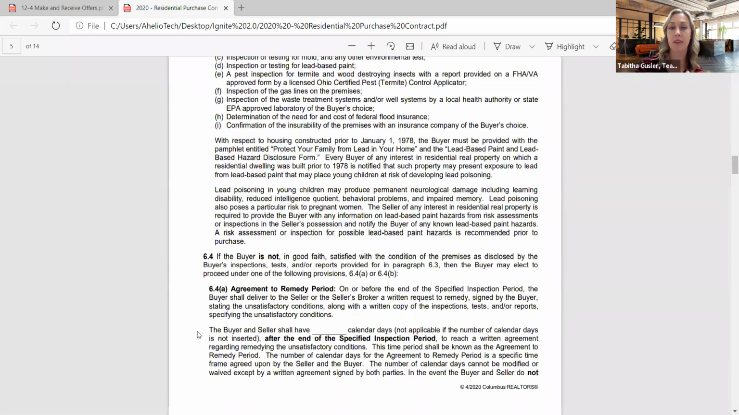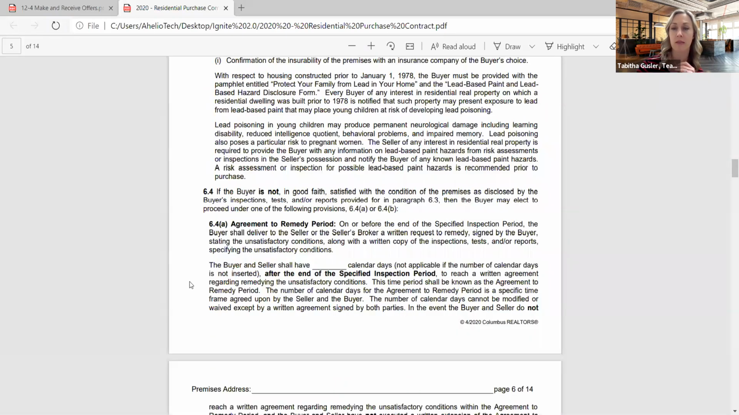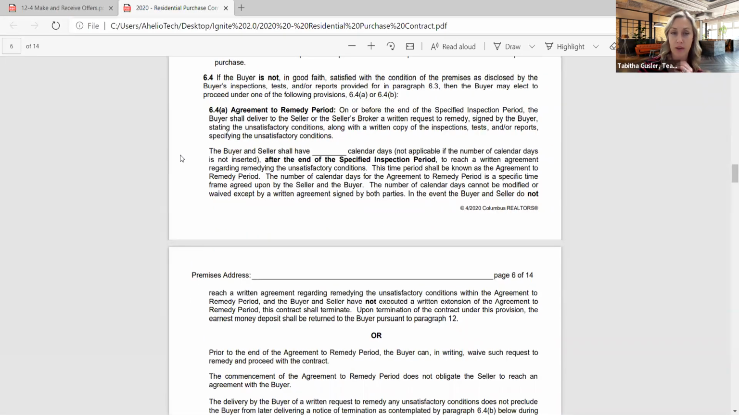Right. And then Melody, to answer your question, we're going to go down to 6.4 of the contract. And that says if the buyer's not in good faith satisfied, right, then they're going to ask for remedies and repairs. And this is a second period of time that follows after the inspection period. I've had some back and forth with people who said, well, what if I send my inspection early? Does that trigger the 5 days? No, it doesn't. It just gives them more time to do the remedy. Does that make sense? So it's 10 plus 5 for a total of 15.